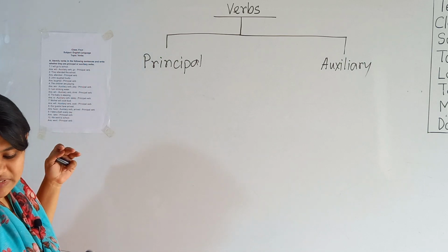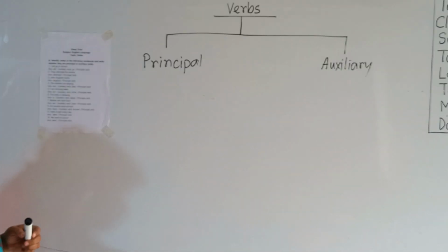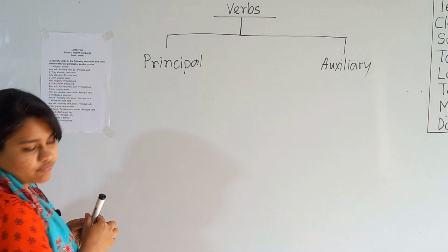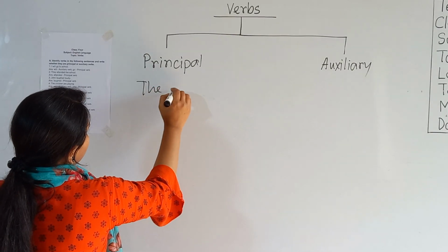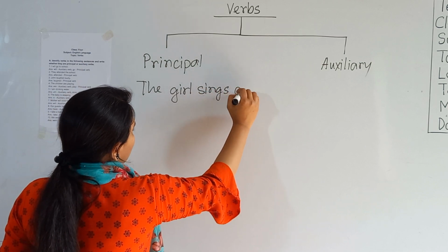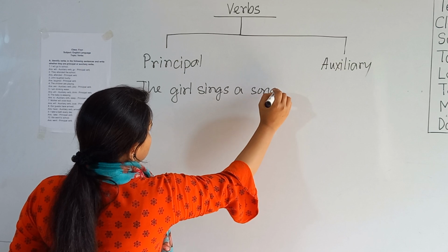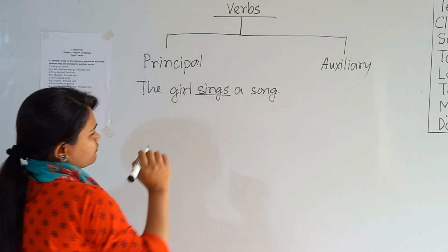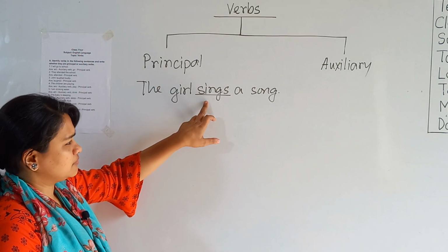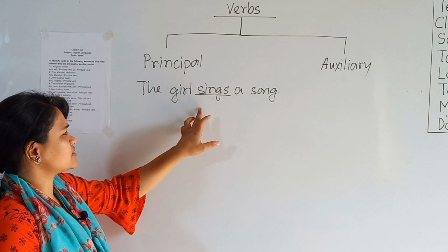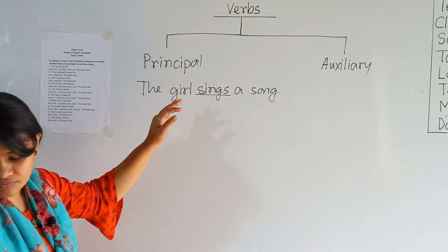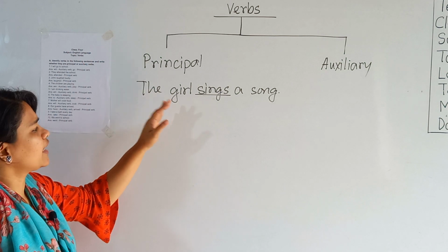Now you can ask, what are the principal verbs? The verbs which have a meaning of their own and can be used as the only verb in a sentence, alone or with a helping verb. Now look at this example: the girl sings a song. Sings is the verb and it has its own meaning, and it can sit alone in a sentence. So this one is a principal verb, and it can also be used with a helping verb.